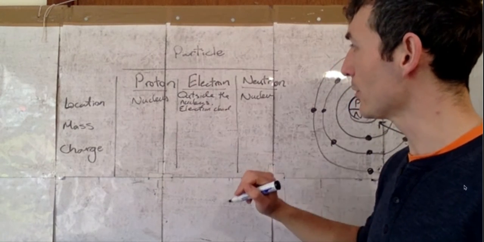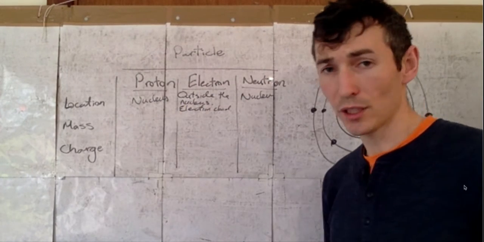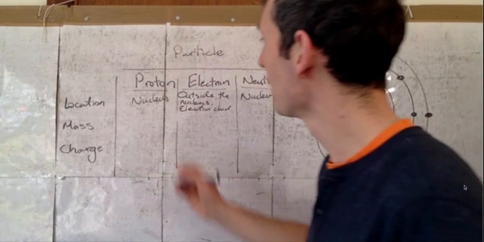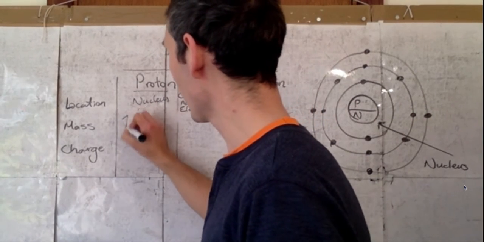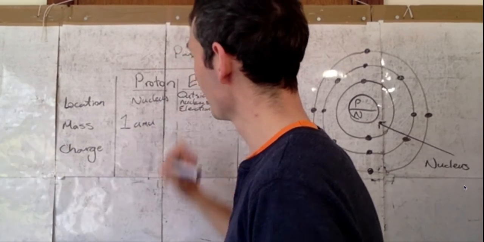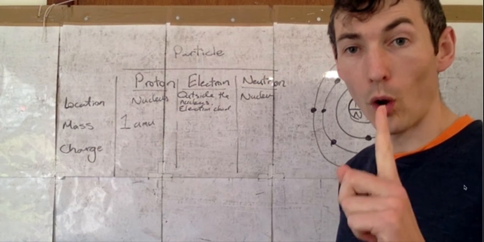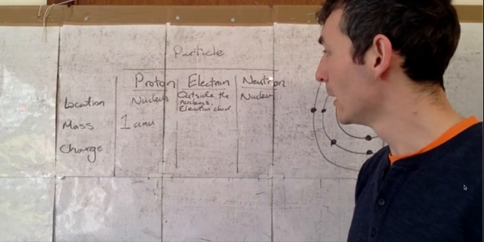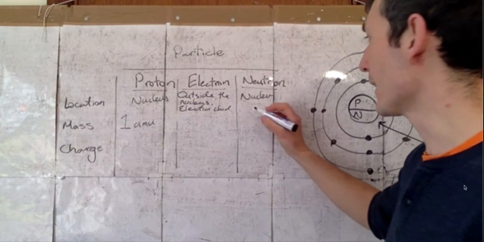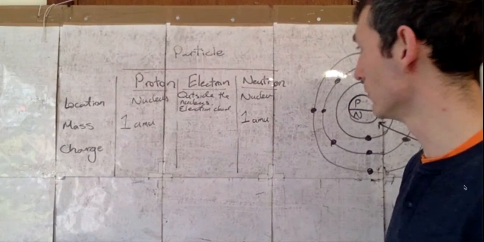The next thing that we need to do is compare our three particles in terms of mass. Now, protons are incredibly small, so we can't measure their mass in kilograms. We've got a different unit for them. We have a unit called AMU, atomic mass unit. And we give protons a mass of 1 AMU. That's like our standard unit. So 1 atomic mass unit for a proton. Neutrons have the exact same mass. They've got a mass of 1 AMU as well.